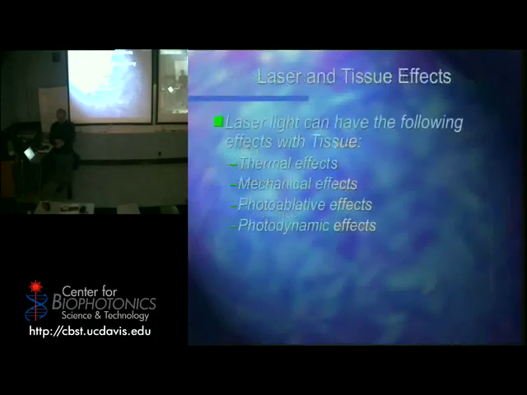Okay, so now let's start talking about light coming from lasers, specifically interacting with tissue. What can those things do? So we can have thermal effects. That means we heat up biological things. We can have mechanical effects, which means we move things. We can have photoablative effects, which means that we basically vaporize stuff. It just goes poof into a little cloud. And we can have photodynamic effects, which means we cause some kind of change in chemical structure, which can lead to destruction of tumors and things of that sort.